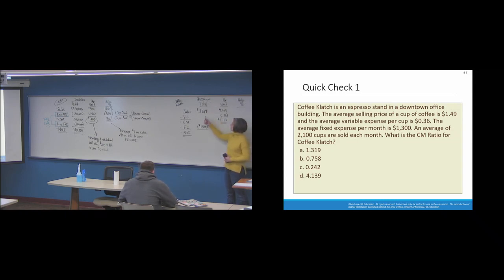Okay. How do I find my variable cost per cup, or I'm sorry, in total? Yep. 36 cents a cup times 2,100 cups means how much did I spend to make 2,100 cups of coffee? $756. Okay.